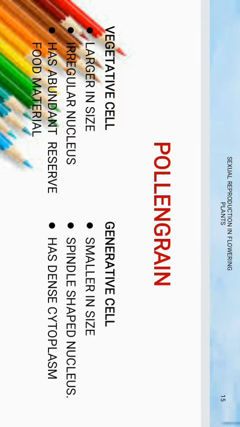The vegetative cell is larger in size, the generative cell is smaller. The vegetative cell has an irregular nucleus, but the nucleus of the generative cell is spindle shaped and floats in the cytoplasm of the vegetative cell. The vegetative cell has abundant reserved food material, but the generative cell consists of dense cytoplasm.